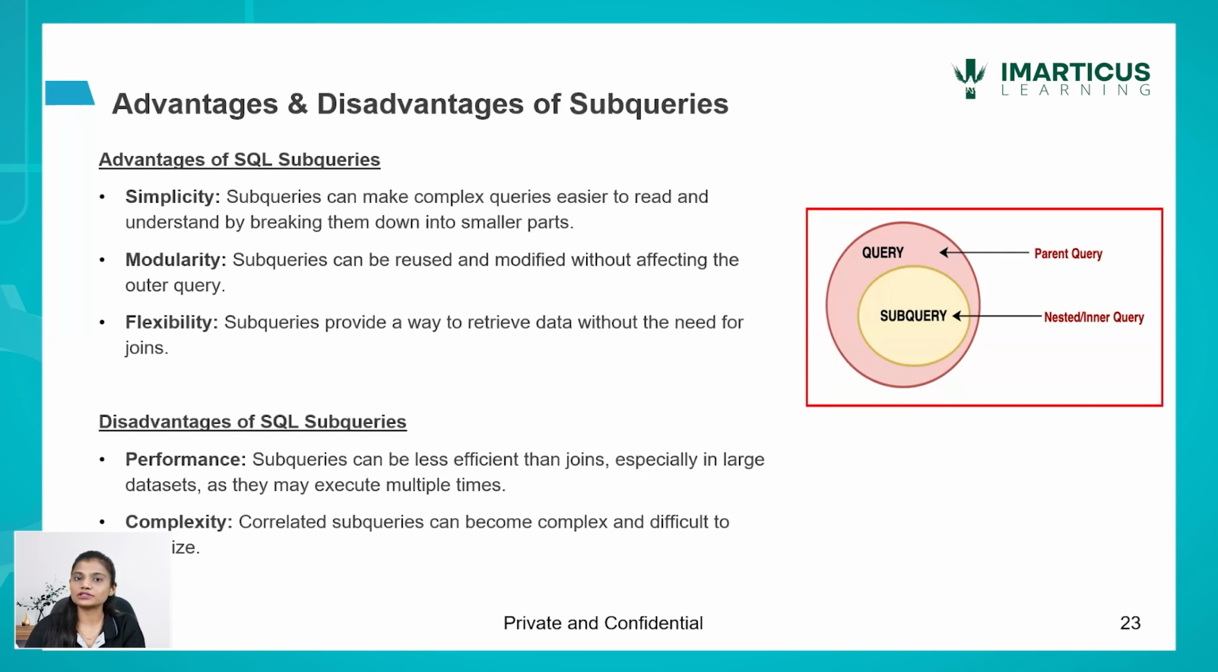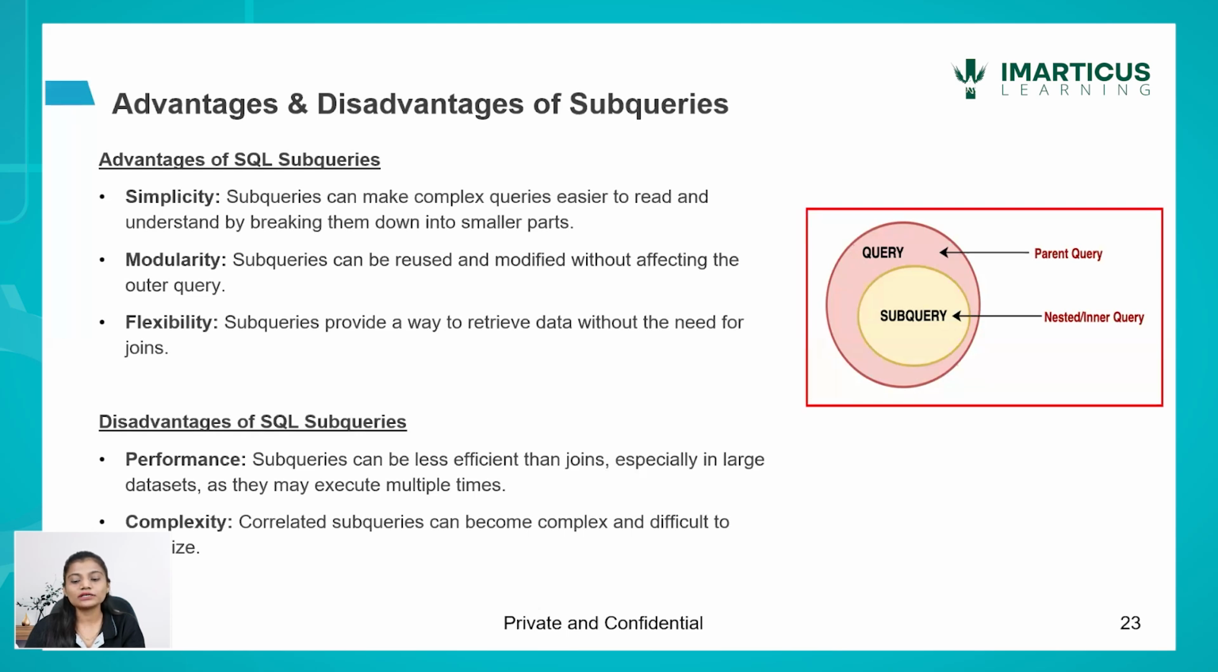Now obviously the things which come with advantages will have certain disadvantages. Disadvantages of subqueries. Performance. Subqueries can be less efficient than joins, especially in large datasets, as they may execute multiple times. With correlated subqueries, when you have 10,000 records, the inner query is going to execute 10,000 times. It can be computationally heavy and it can be less efficient as compared to joins. At that particular time, joins will be more preferable for us.